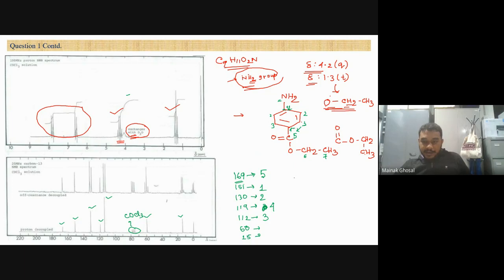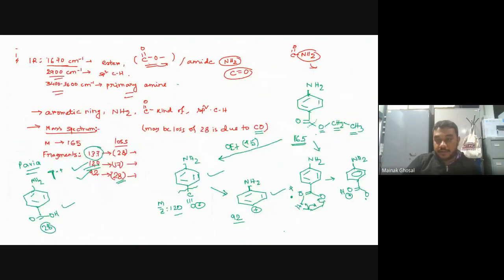Now you see these two are left only, 6 and 7. So 6 is the 61 and 7 is the 15. So you have assigned all the spectrum for all the groups that you need to confirm that the compound you are predicting is correct. You have matched it with the NMR spectrum, with the mass spectrum, and also with the IR spectrum. So this is the compound that we are talking about.